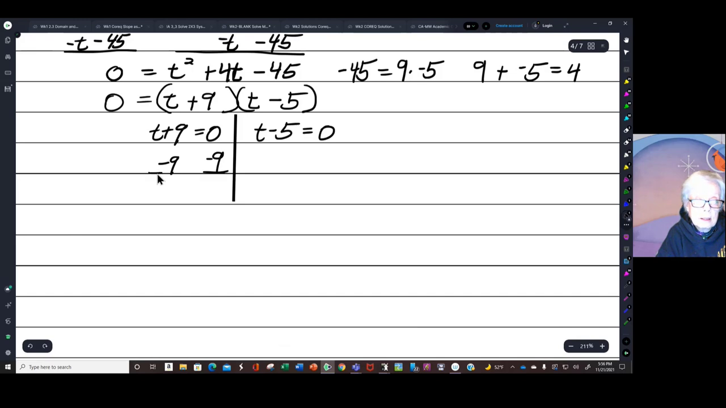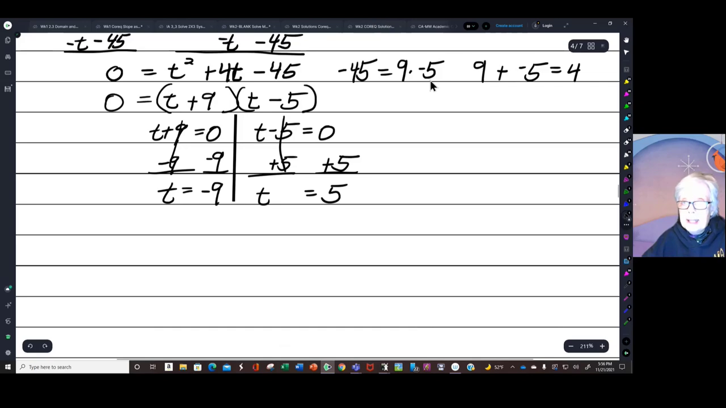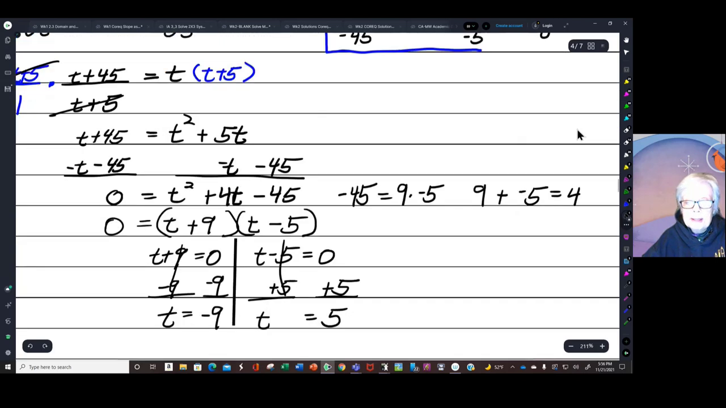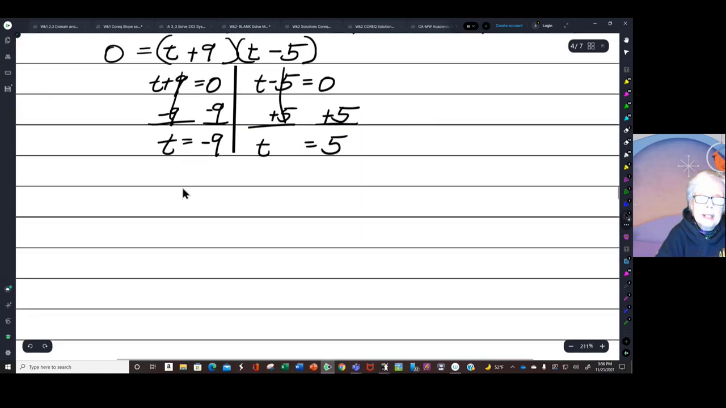Subtract 9, T equals negative 9. Add 5, T equals 5. Well, we know from having taken care of our domain already that T has to be greater than 0. Negative 9 is not greater than 0. On the other hand, 5 is greater than 0, so 5 is our solution.